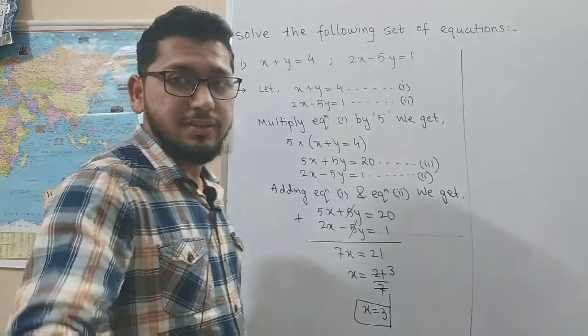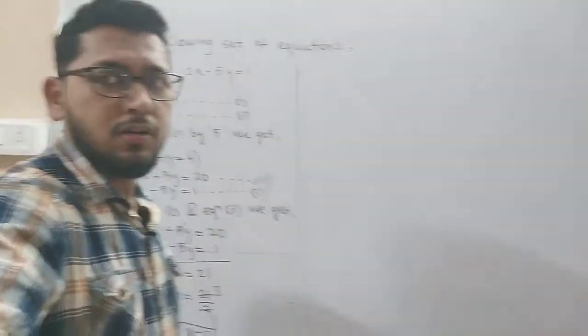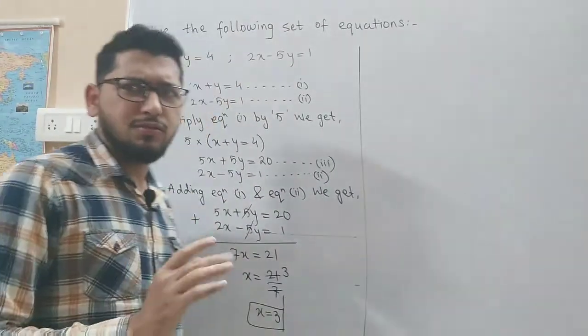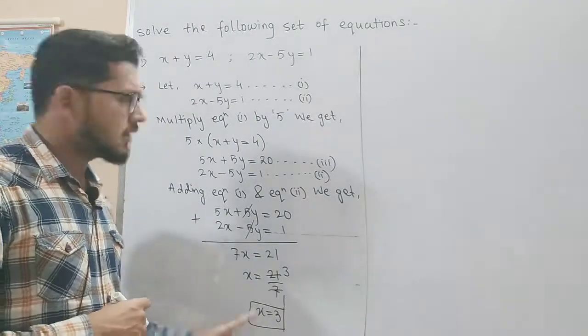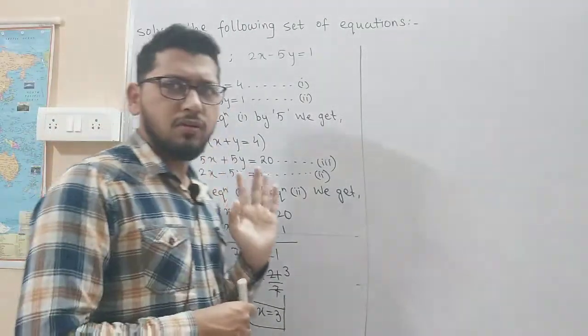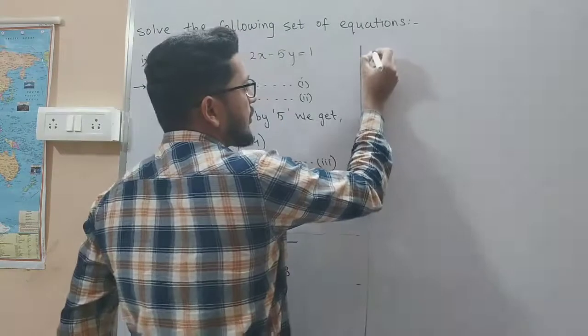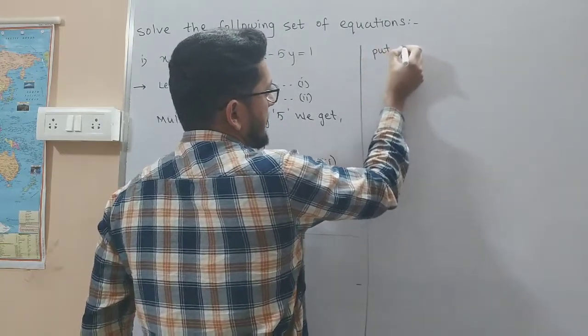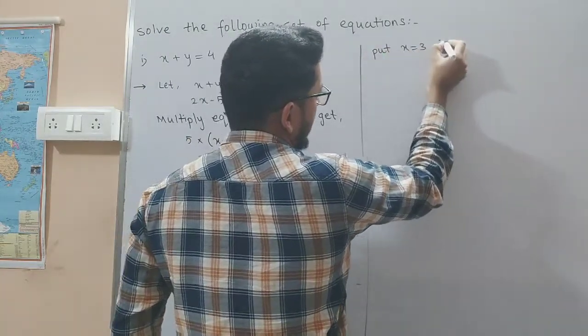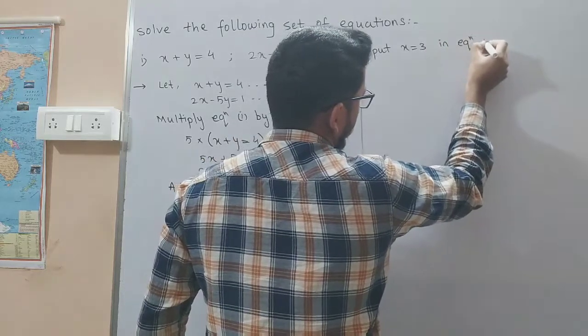Now we'll substitute this x equal to 3 in equation number 1 or 2. कोई भी equation में substitute कर सकते. We have got x equal to 3. Either you can substitute in equation number 1 or equation number 2. So we'll write put x equal to 3 in equation number 1.